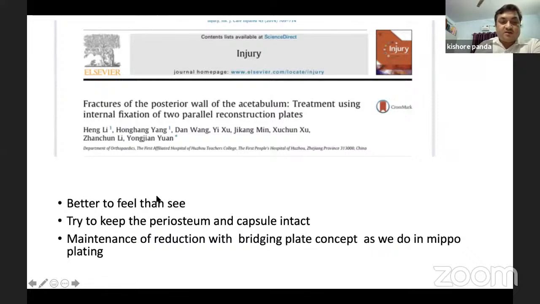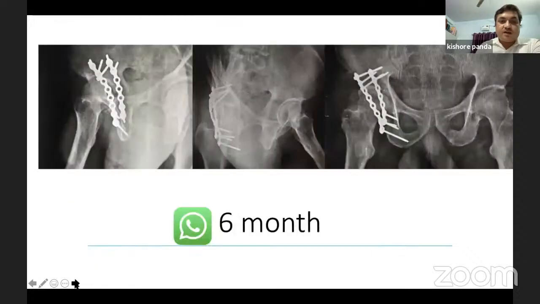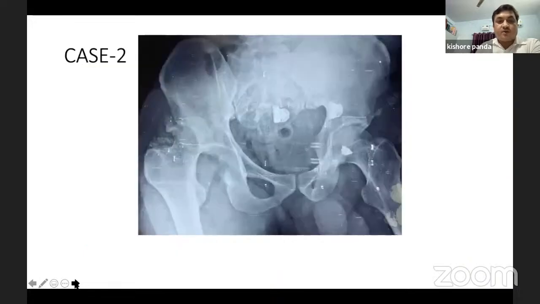better to feel the fracture, not to see. Try to keep the periosteum and capsule intact and maintain the reduction with the bridging plate concept, as you're doing in minimally invasive plating. So I did it with a two plate construct, just opened it, put a traction and reduced it, felt it with the hand. And this is a 6 month follow up by WhatsApp only. So you can see the joint is maintained and he is able to work now.